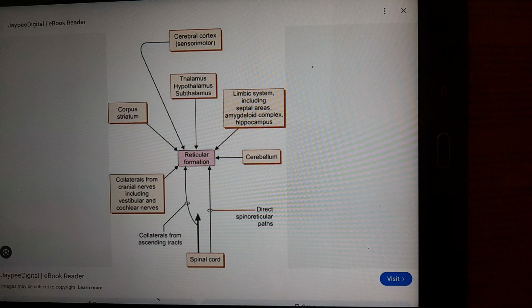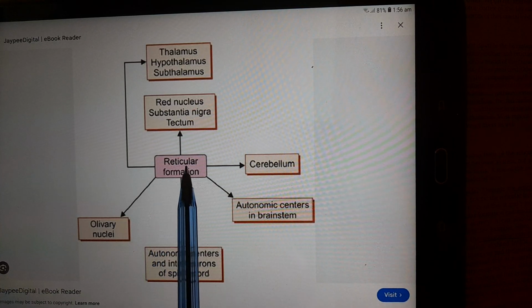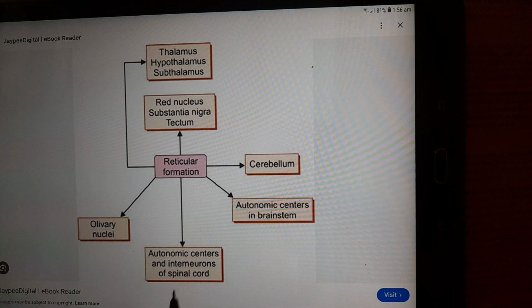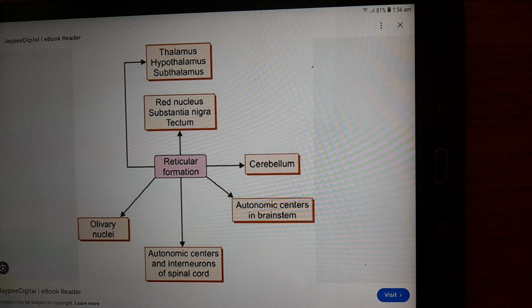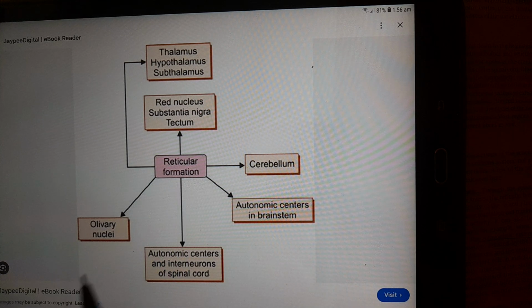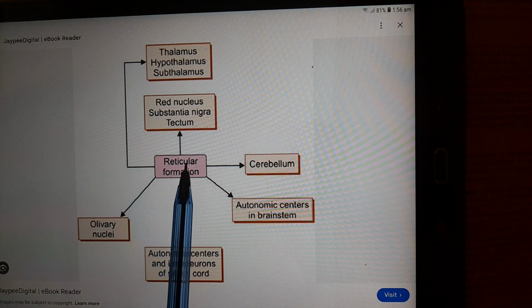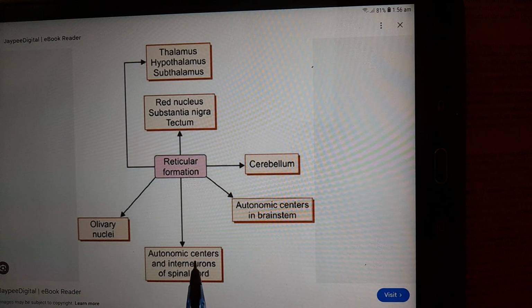After that, we will look at the efferents, that are the pathways emerging out from the reticular formation. As I told you, it was receiving fibers from the spinal cord, so it is giving out fibers to the spinal cord as well. The fibers coming from the spinal cord to the reticular formation were spinoreticular fibers. But the fibers emerging from the reticular formation going into the spinal cord, to these autonomic centers, giving their neurons to interneurons of the spinal cord, are going to be the reticulospinal tract.